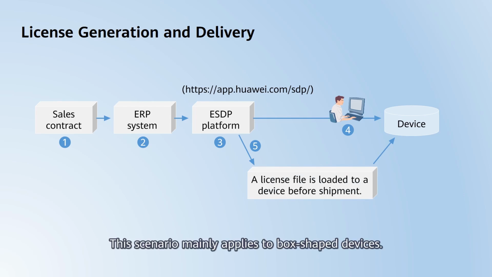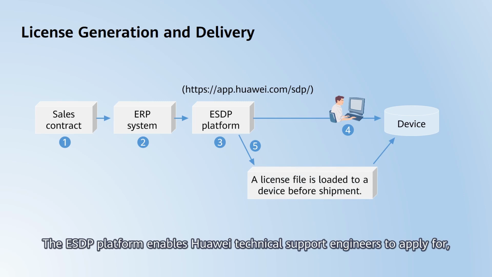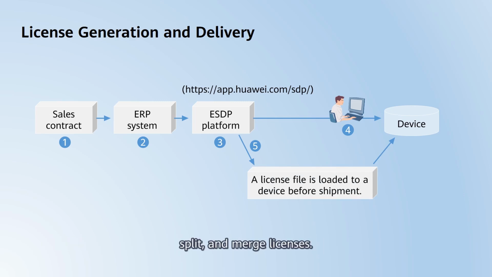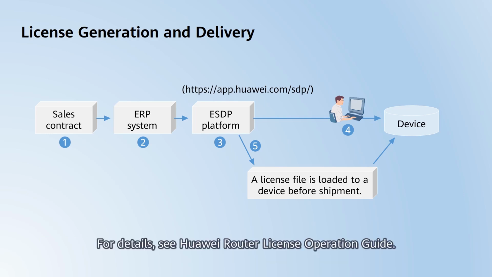This scenario mainly applies to box-shaped devices. The ESTP platform enables Huawei technical support engineers to apply for, split, and merge licenses. For details, see Huawei Router License Operation Guide.